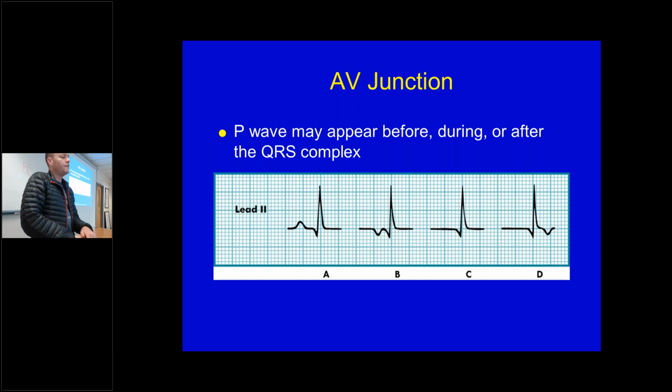So with any kind of AV junction P wave, depending on how quick the conduction is, it can be before, during, or after. And you see those examples. A is just normal with no junctional P wave, and then B, C, and D are examples of the junctional rhythm and what happens to the P wave.